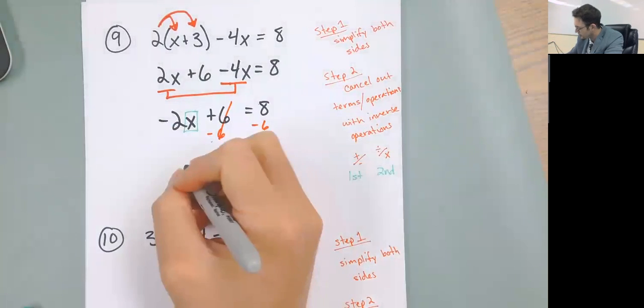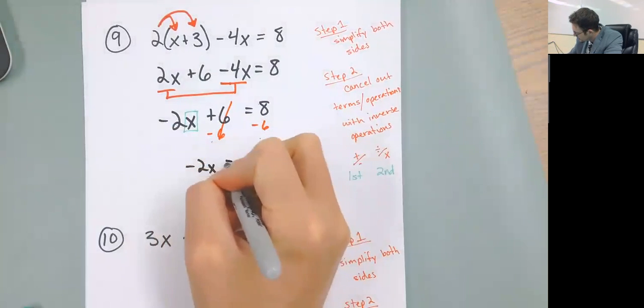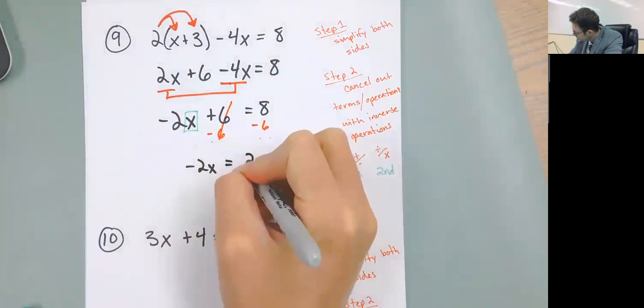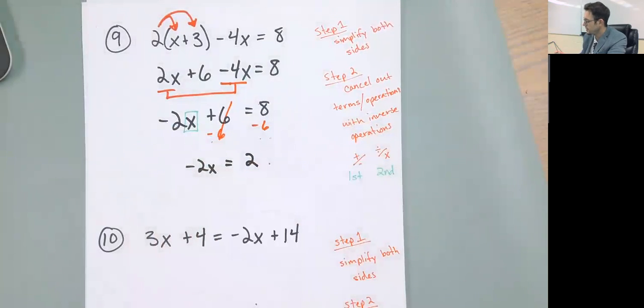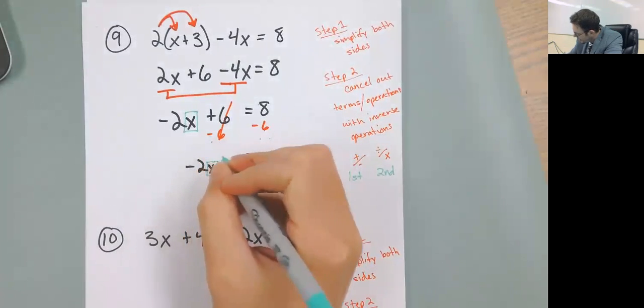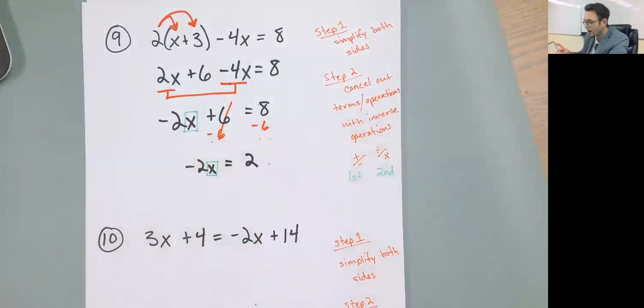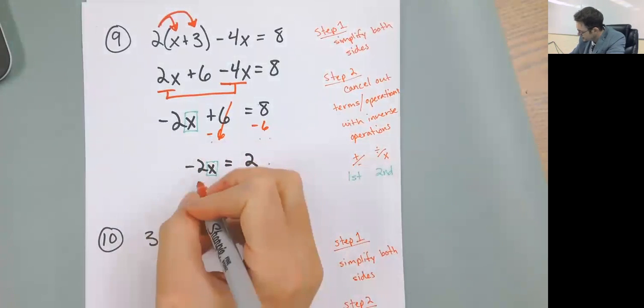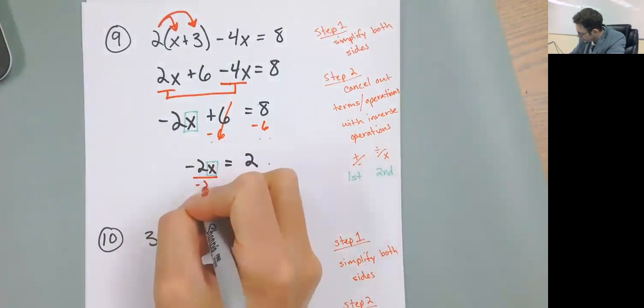So now we get negative 2x equals 2. 8 minus 6 is 2. All right, I'm actually going to combine 2 steps on this one. I want to get rid of 2 things. I want to get rid of the multiplication, and I want to get rid of the pesky negative all at the same time. And I can do that by dividing, because it's multiplication, by negative 2.